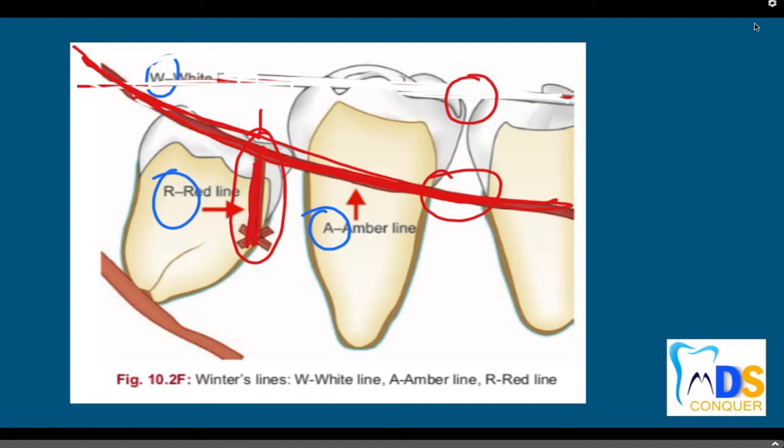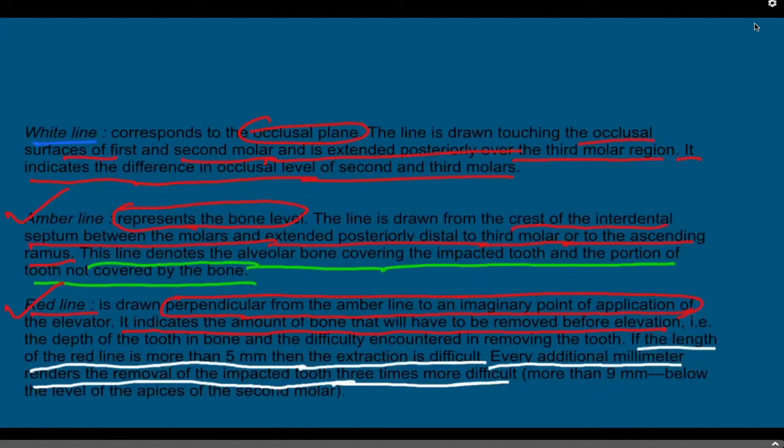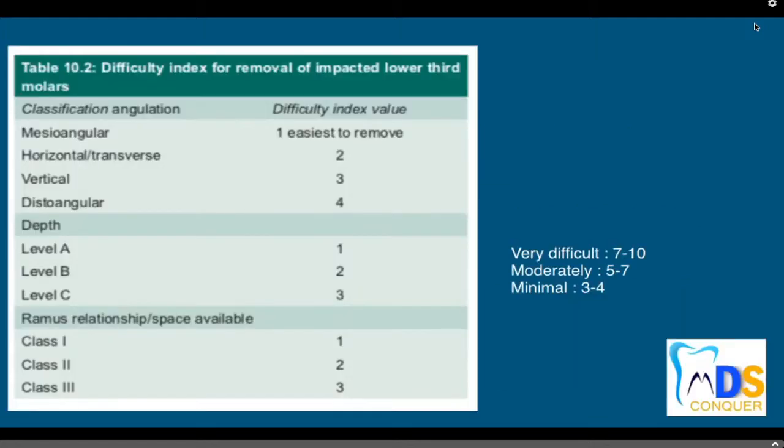So they can ask a diagram-based question on a radiograph or on a typical cartoon model like this, drawing different lines and asking what each line represents. Or they can directly ask: the white line represents the occlusal surface, the amber line represents the amount of bone covered and uncovered, whereas the red line represents the amount of bone removed before the application of the elevator. Okay, so those are the important things.